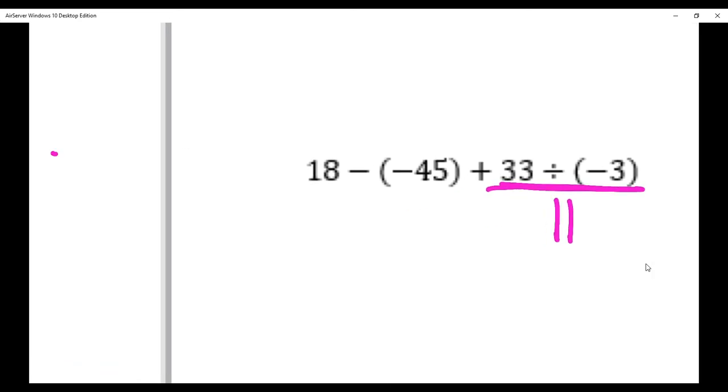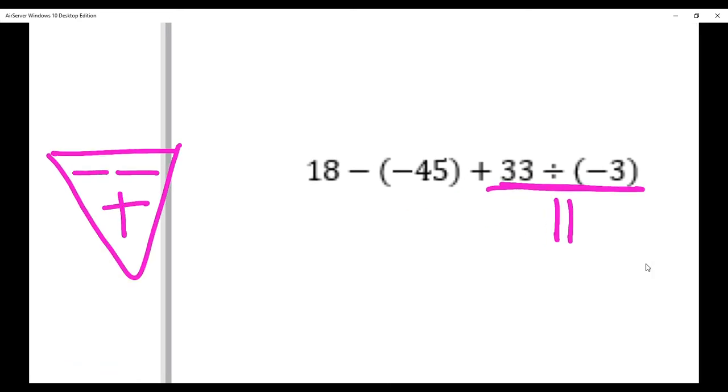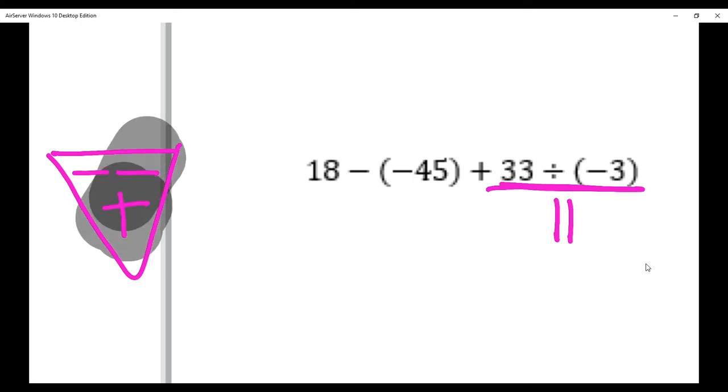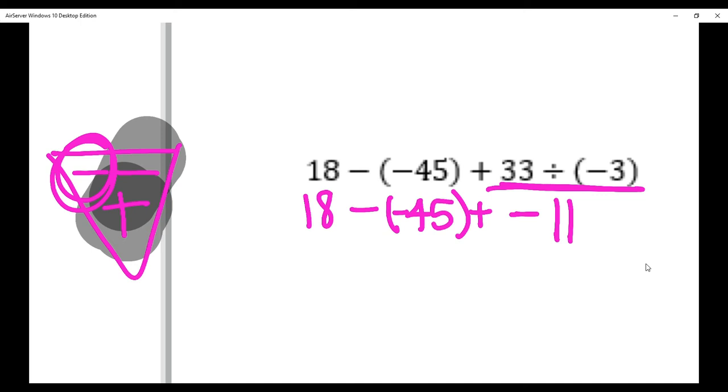If we do our Dorito Man, I have a positive 33 and a -3. So my answer should be negative. And I'm going to copy everything else down. Keep it all lined up nice and pretty. Make sure your work stays pretty.